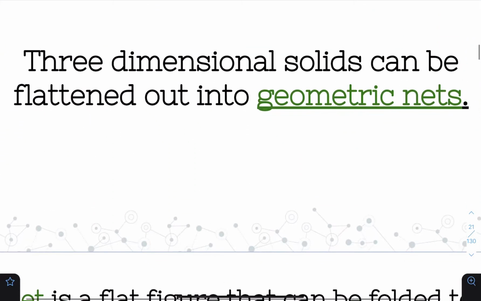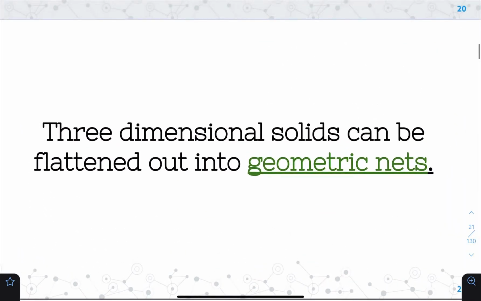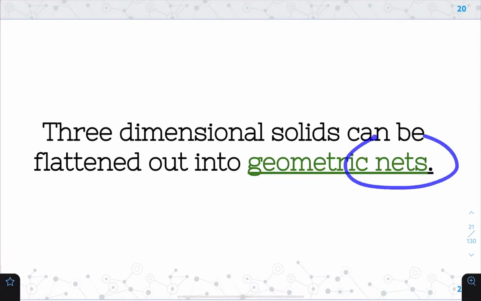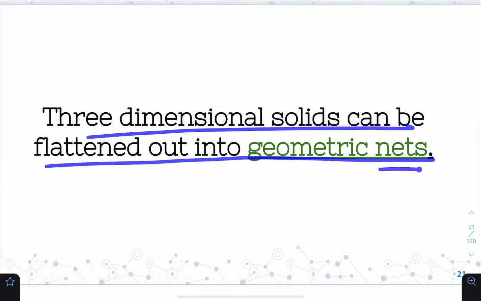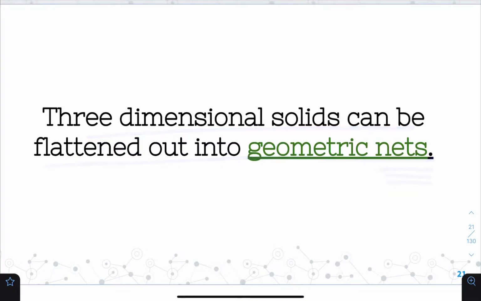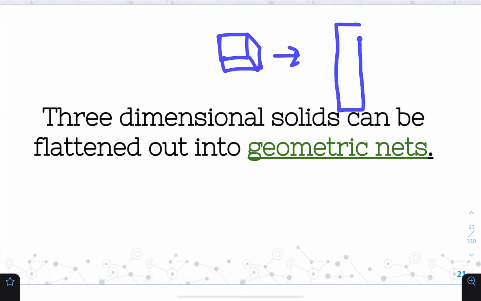Now, at the beginning of lesson 1, we did talk about the term nets, and I said that we would at some point get into what exactly that is. So to sum it all up, three-dimensional solids can be flattened out into geometric nets. So if we imagine a 3D shape, if we were to break that apart, kind of like you would with a cereal box, you take that 3D shape, break it apart. When you have it laying flat, that flat object or that pattern is called the geometric net.